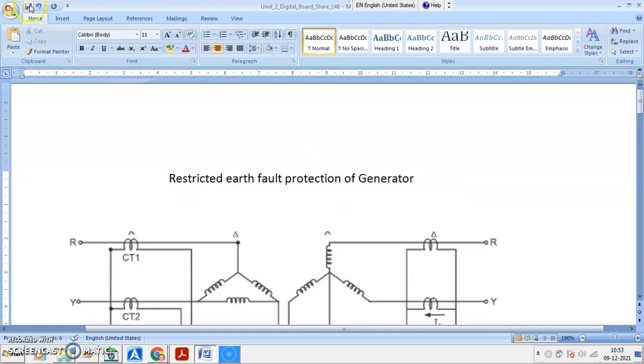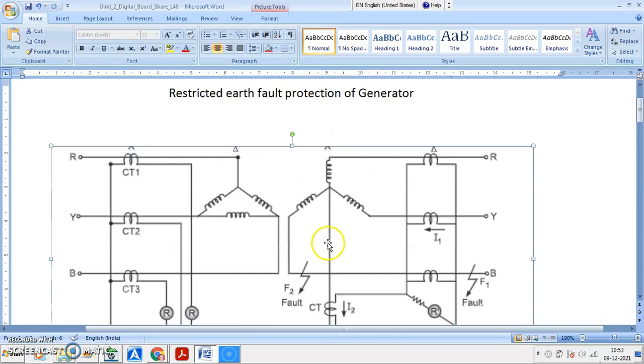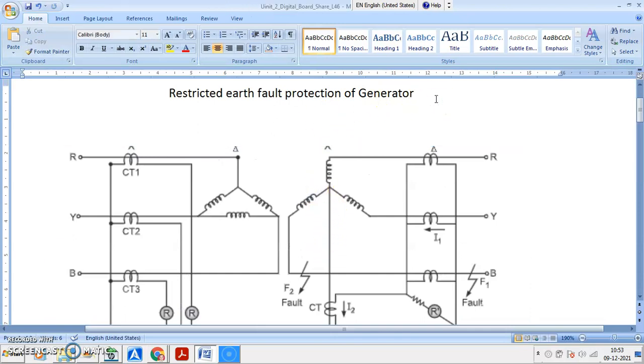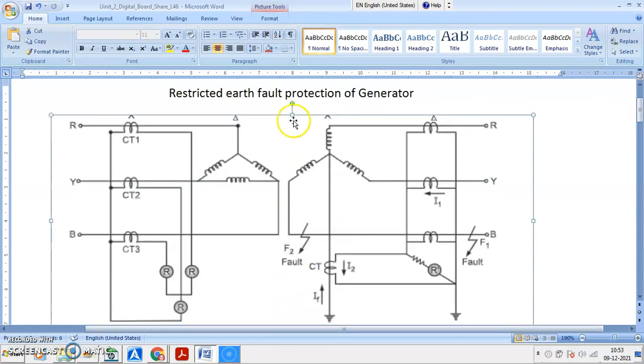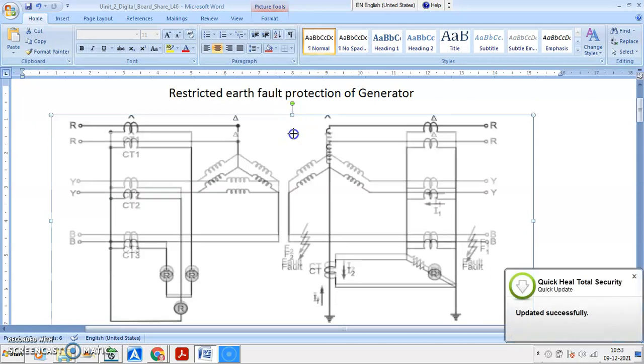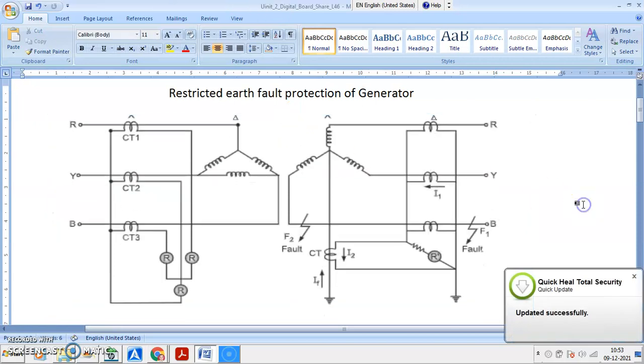Screen is visible to you? You can see the diagram. Okay. Diagram दिसते का सगळ्यांना?